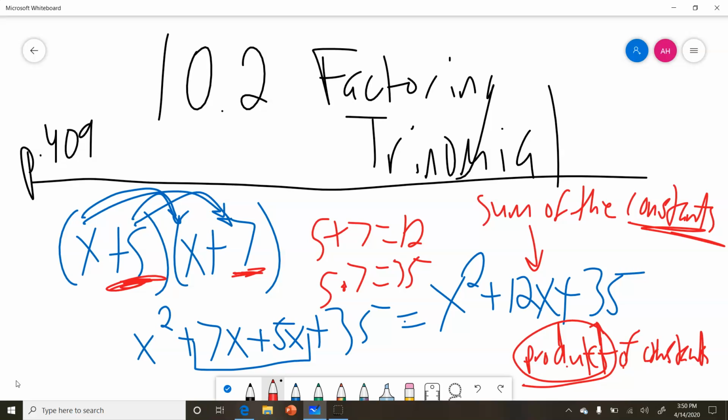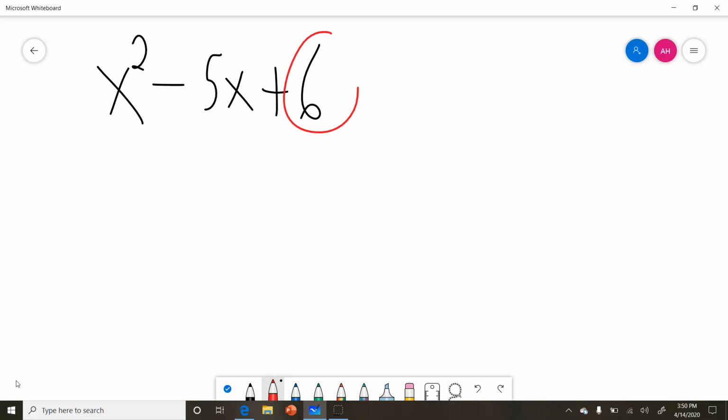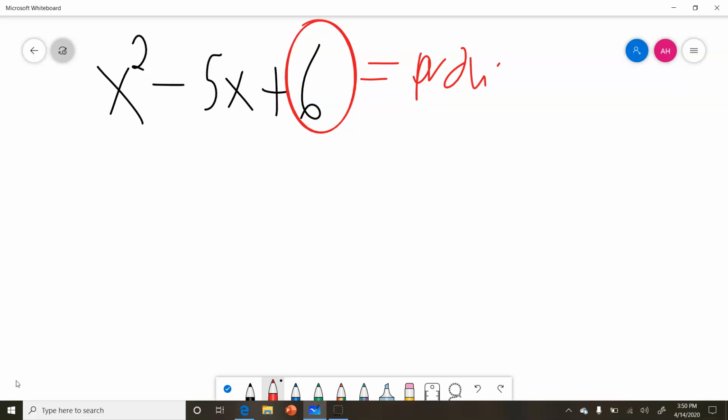Okay, so that's by way of intro. So hopefully that will help you kind of track as we go into some examples. So let's say it says to factor x squared minus 5x plus 6. Now remember, what is out here? What is the 6? That 6 is the product. That means something needs to be multiplied to get to 6. And then what is this right here? The 5. It is the sum. So something needs to be added together to get 5.